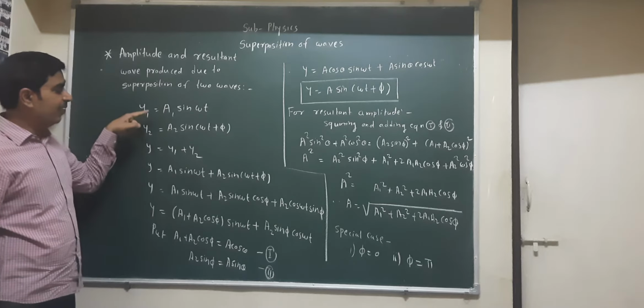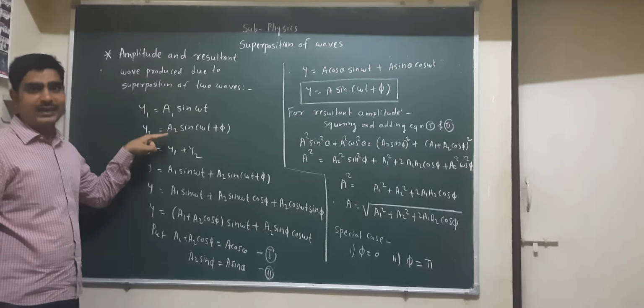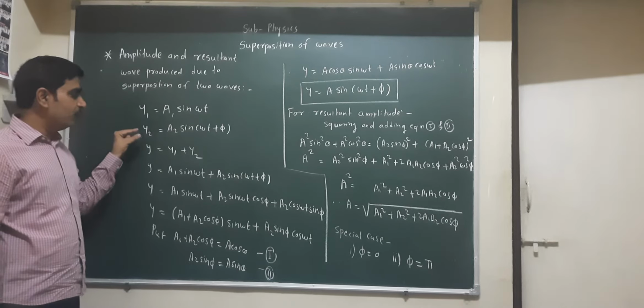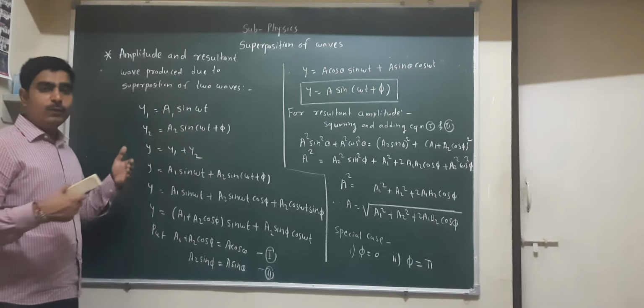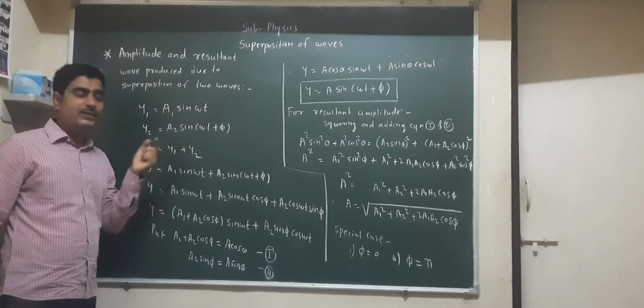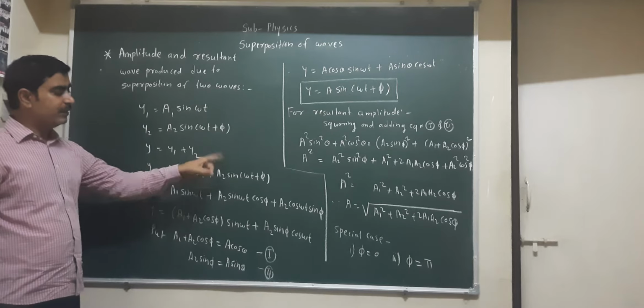What is A1? A1 is the amplitude of the first wave. What is A2? A2 is the amplitude of the second wave. What is Y1? Displacement of the first wave. What is Y2? Displacement of the other wave. Now when the two waves are combined, we can write y = y1 + y2, so y = a1 sin ωt + a2 sin(ωt + φ).